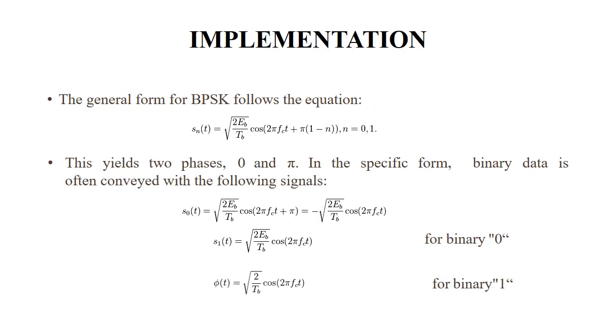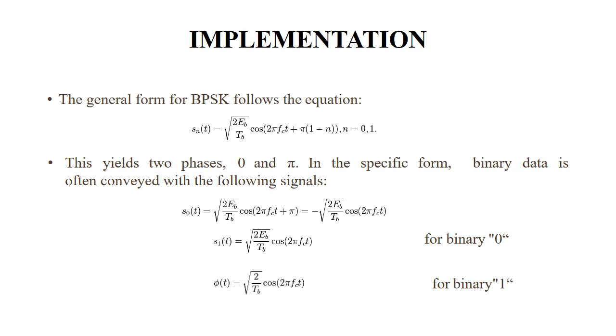The implementation of the BPSK, the general form, will be Sn(t) = root of 2Eb by Tb cos(2π fc t + π(1 − n)), where n = 0, 1, etc. This will yield two phases, that is 0 and π, that is 180 degrees.